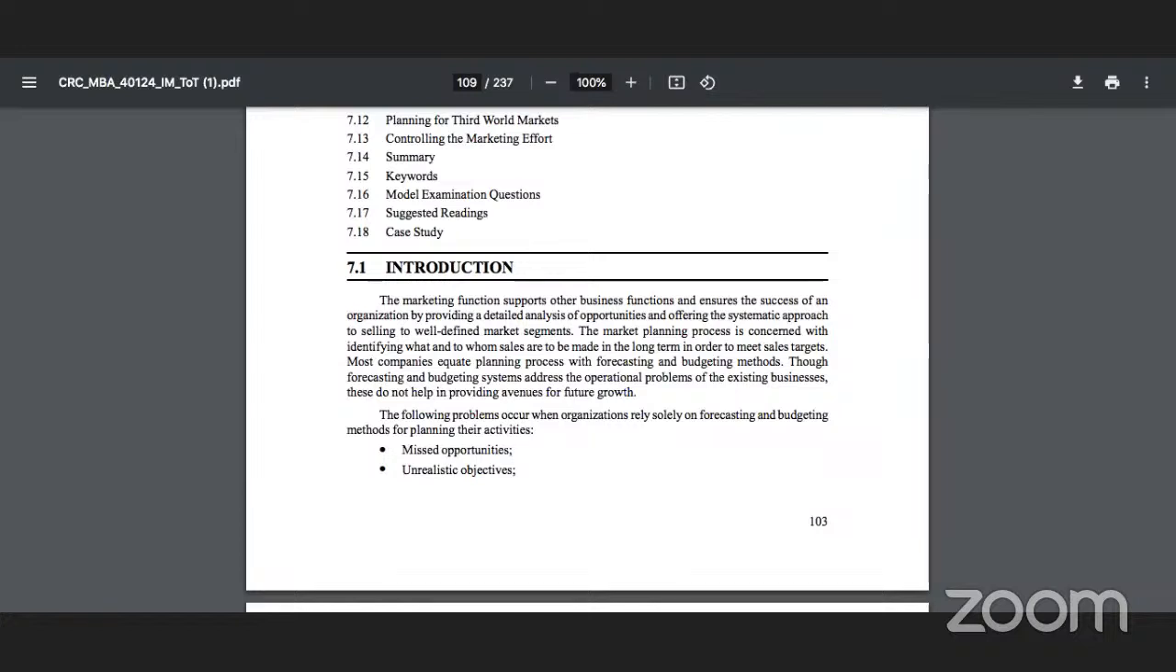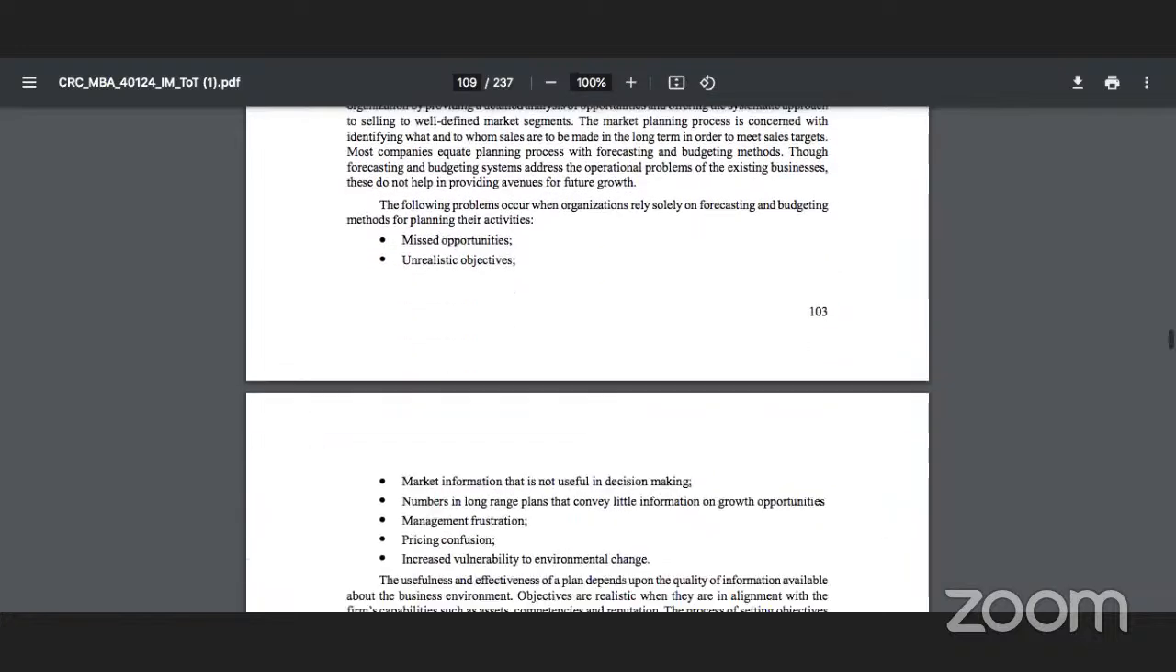Most companies equate the planning process with simple forecasting and budgeting methods. But we'll also understand that while that is one part of planning for the future, it does not provide avenues for future growth. There are figures which need to be substantiated with some plans. So the following problems occur when organizations rely solely on forecasting and budgeting methods for planning their activities. And what are they?